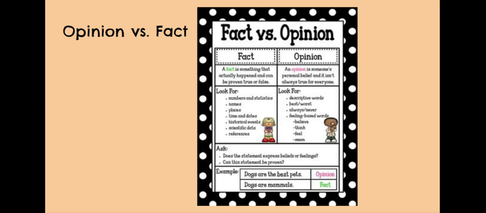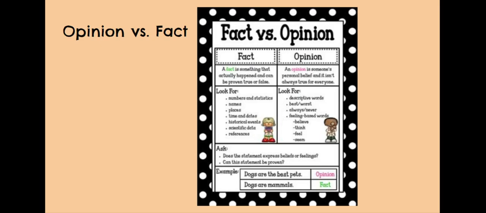An opinion is someone's personal belief that isn't always true for everyone. Some things to look for are descriptive words, words like best, worst, always, never, feeling based words, believe, think, feel, seem. Take a look at the examples at the bottom.